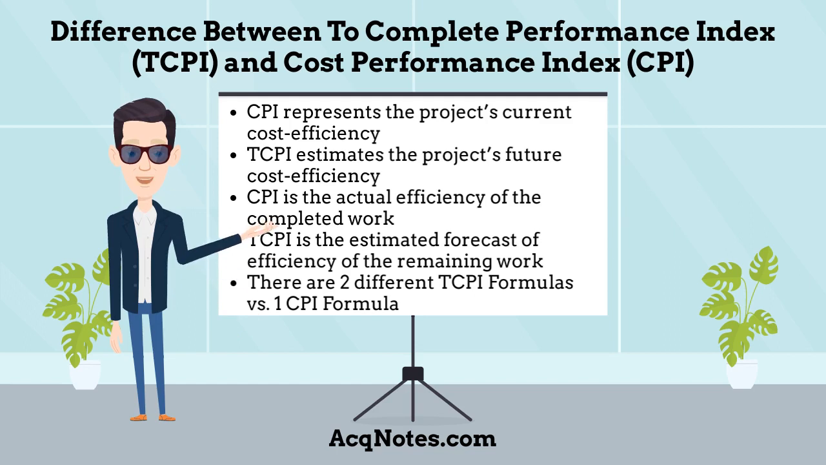Cost Performance Index is the actual efficiency of the completed work. TCPI is the estimated forecast of efficiency of the remaining work. There are two different TCPI formulas versus one Cost Performance Index formula.